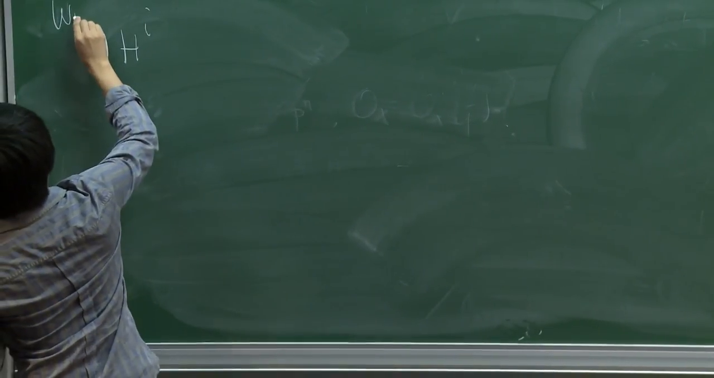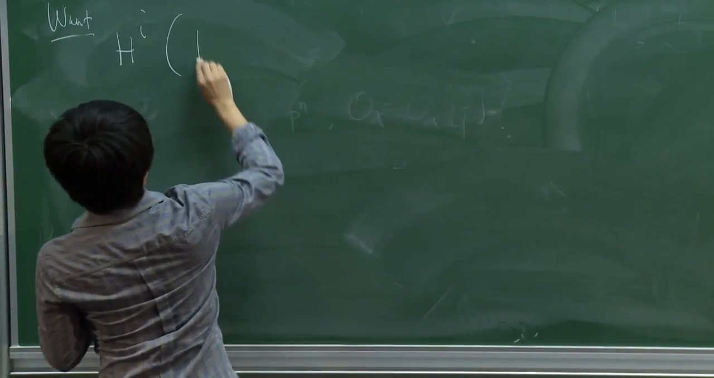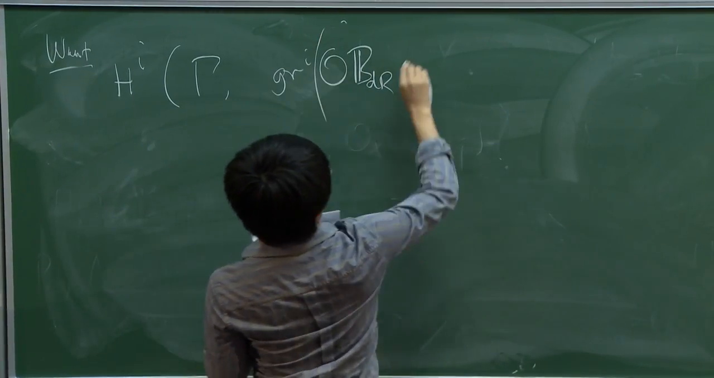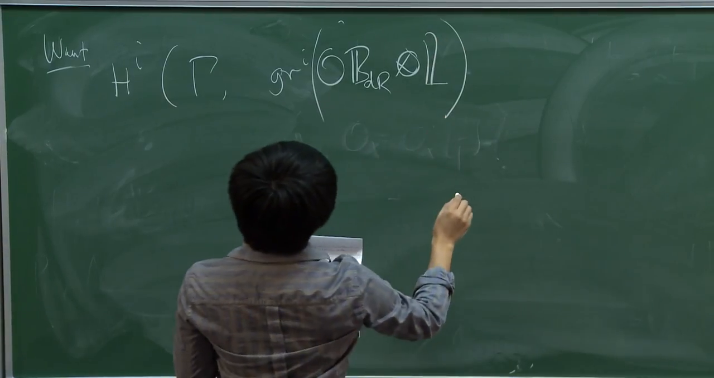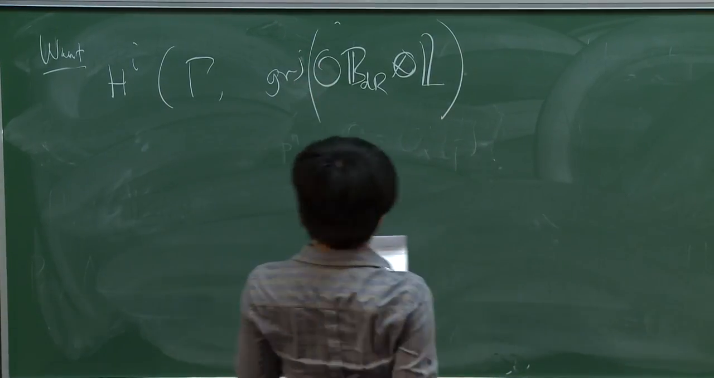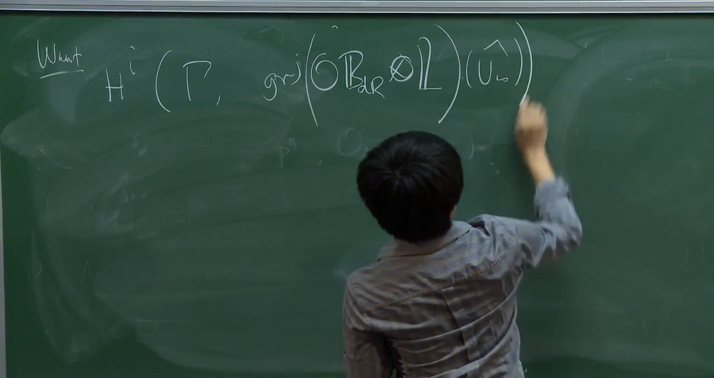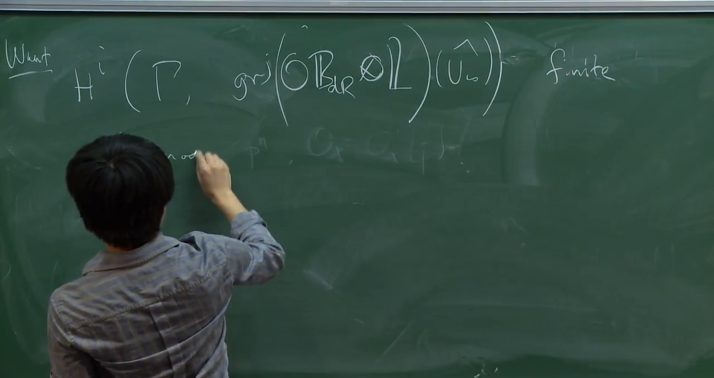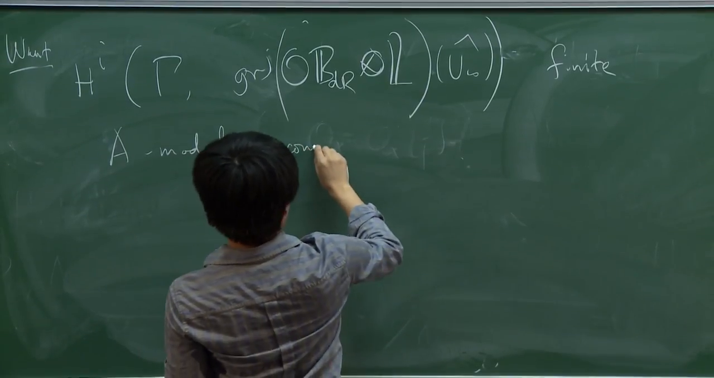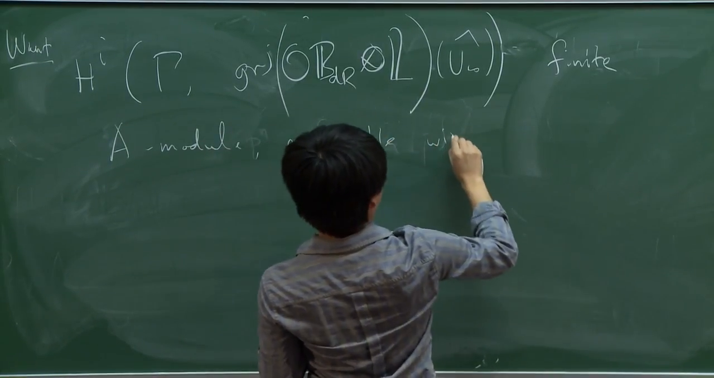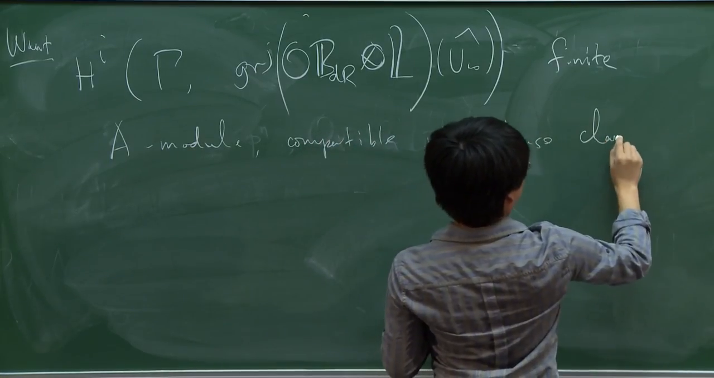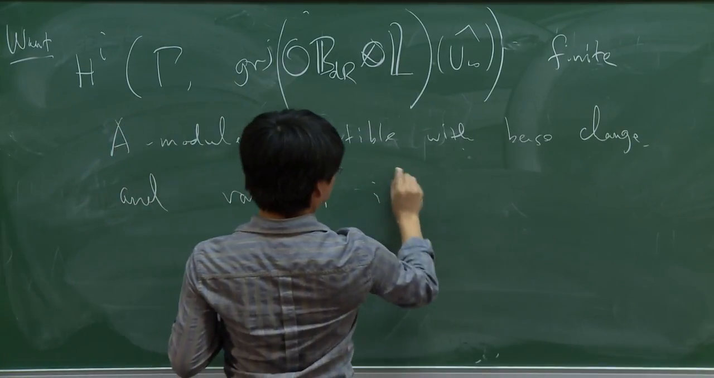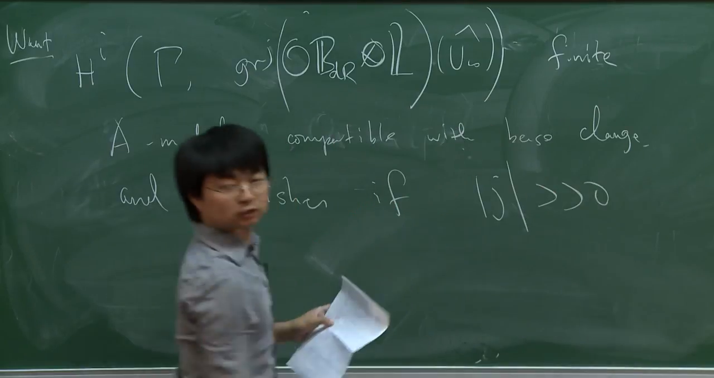So I want H^i of Gamma on the gr^i de Rham, maybe tensor with L, gr^j de Rham. This is a finite A-module compatible with base change, and it vanishes if j is large enough.